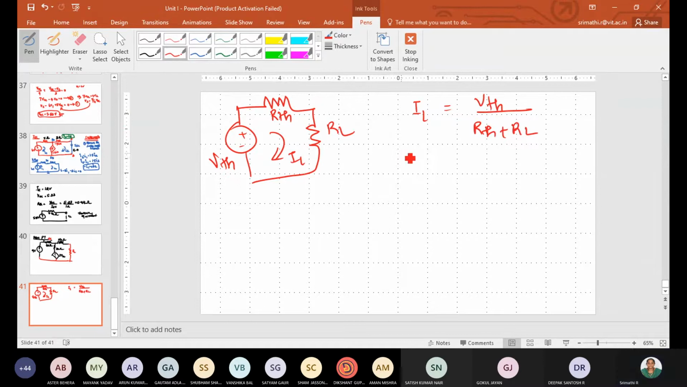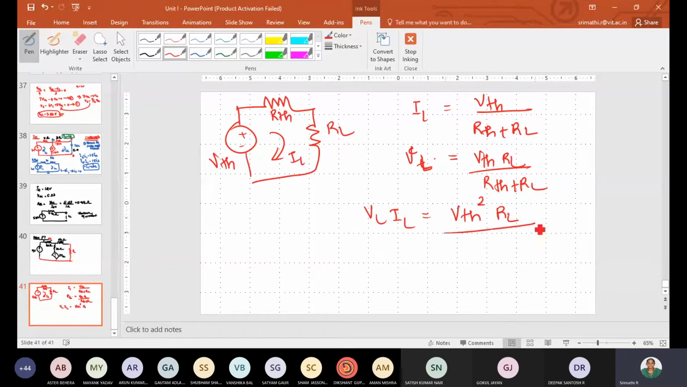And by the voltage division rule, VL is nothing but V Thevenin into RL divided by R Thevenin plus RL. This is my VL. Whereas your power is nothing but VL IL. So it is V Thevenin square RL divided by R Thevenin plus RL, the whole square.